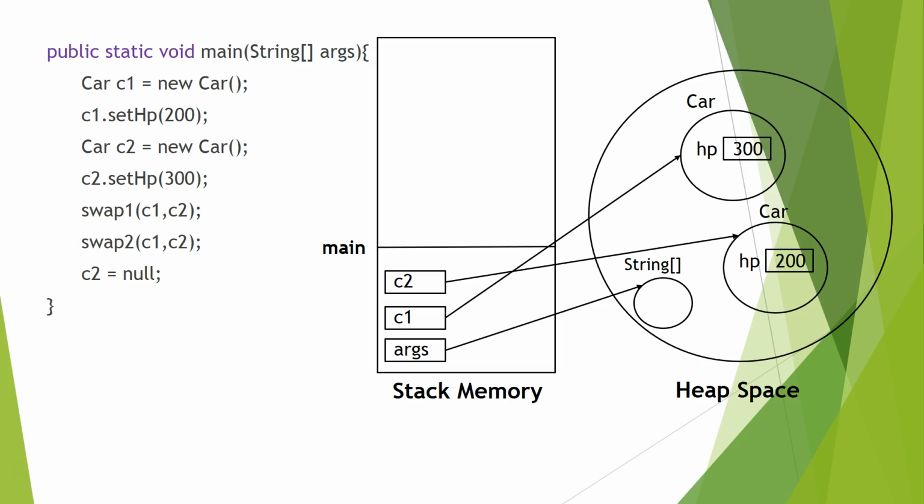Okay, there is still a remaining statement to execute, C2 equal null. After executing this statement, the reference variable C2 is no longer referring to any object in the heap, and the char object whose HP attribute value is 200 became without any variable referring to it, but it is still allocated inside the heap and waiting to be garbage collected to free its allocated space inside the heap.